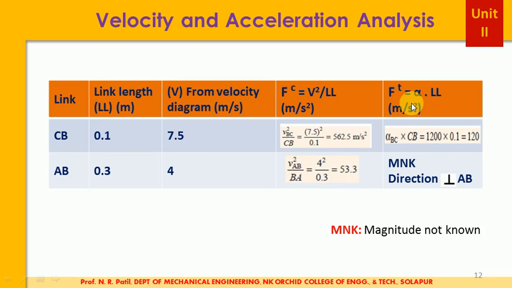The last column is the tangential component, alpha into r. Alpha is angular acceleration. If it is given, you will get the tangential component of the acceleration, and in this case alpha BC is given, so alpha into r, the length of that link, will give you the tangential component of acceleration. In the second case, AB, only the centripetal component is known, the tangential is not known, so magnitude not known and direction is perpendicular to AB. You know this, so let us draw.